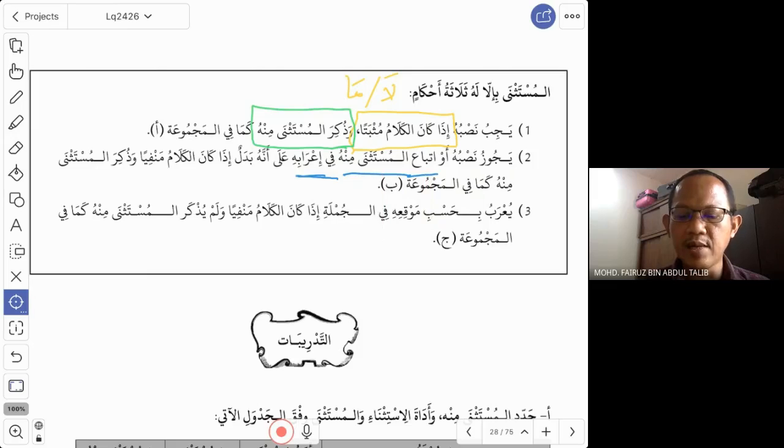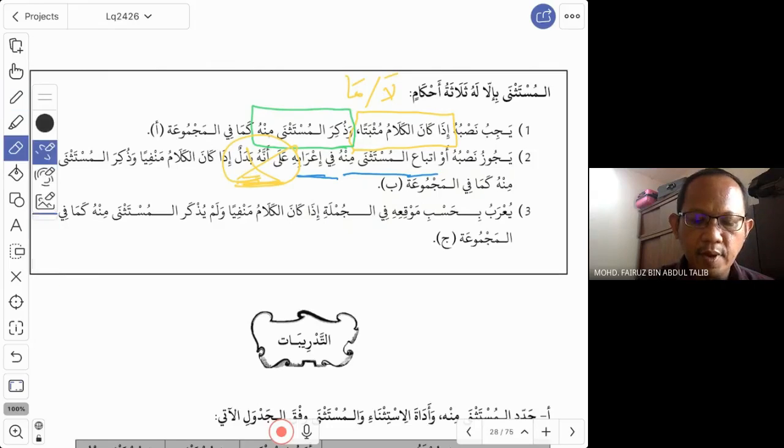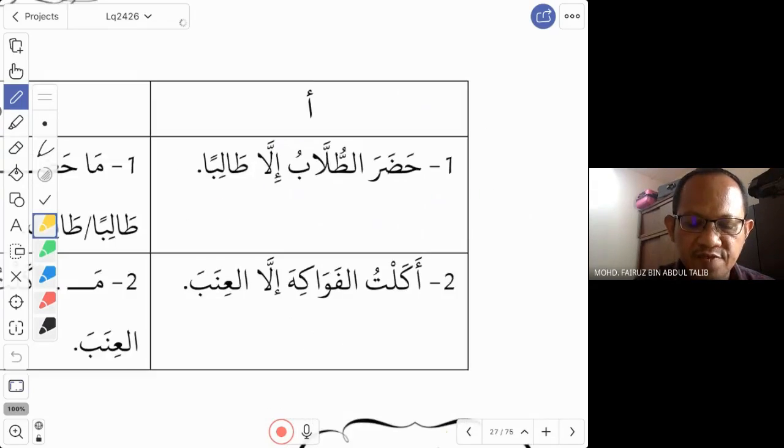It will follow the mustasna minhu in its i'rab. So you have two options. When do we do this? Here, this is the condition. Ala annahu badal, here you can skip this part. This is actually another grammar topic, badal, as a replacement, so we can ignore this part. Idha kana, that is the condition that the sentence must fulfill.